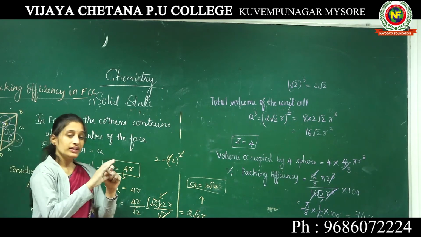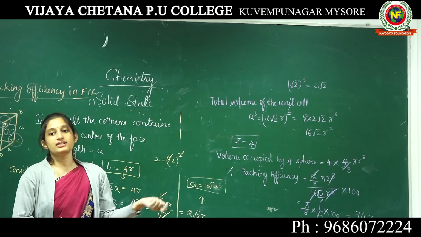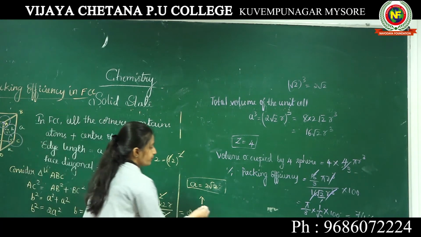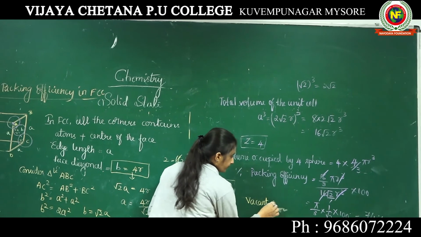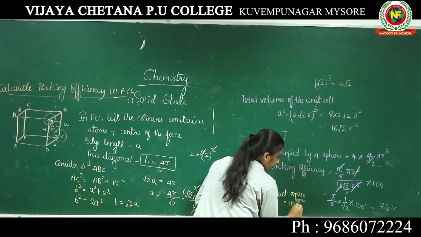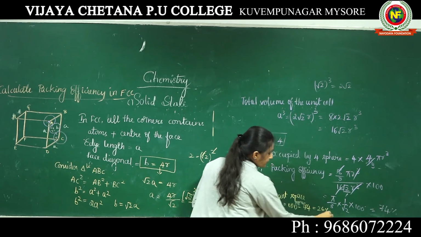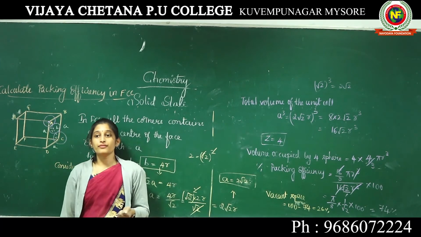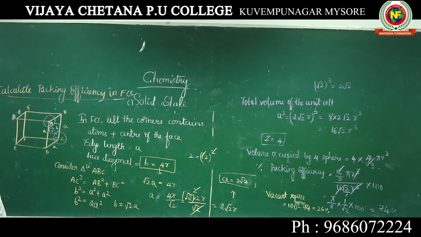Within 100%, 74% is packed, and the remaining is vacant space. So vacant space is equal to 100 minus 74, which is 26%. What is the vacant space present in FCC? It's only 26%. The remaining 74% is fully packed.